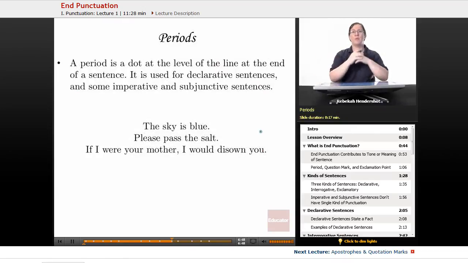So let's look at the actual punctuation. What is a period? Just in case you don't know. A period is a dot at the level of the line at the end of a sentence. You see this period right here? It's on the same level as the line on which the words rest. It's a little dot on that level. That's all a period is.